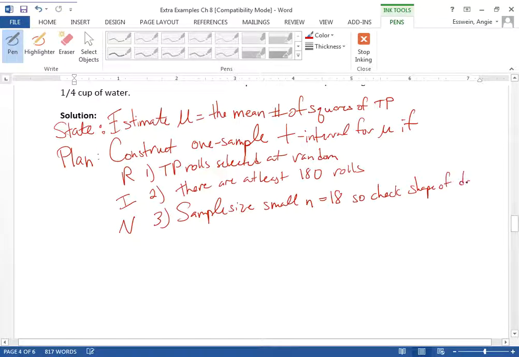So we have to check the shape of the data. When you graph it, and on a test you would copy what you see on your calculator, there's going to be no outliers, and no strong skew. So we're okay. There isn't. There is? No, there isn't. Okay.